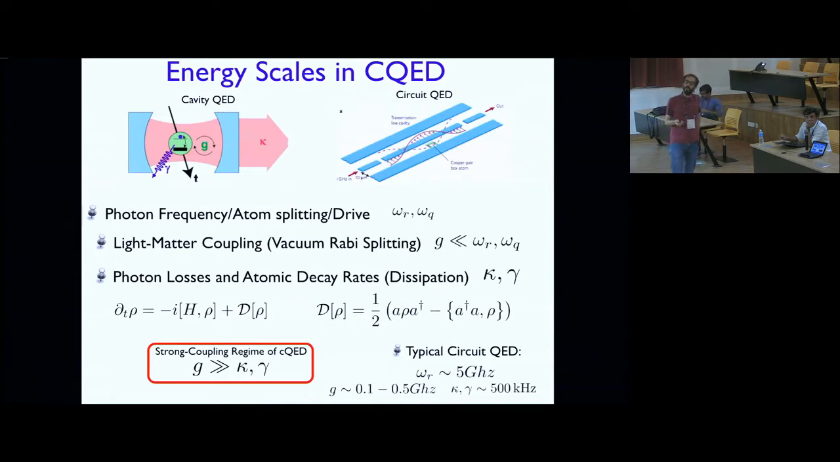If you want to think about energy scales in the system, you have to first of all think about frequencies of your photon mode and your qubit or your atom, and some coupling between them, which is typically going to be much smaller. And these systems are intrinsically open, so they are subject to dissipation either in the qubit or in the photon. And you talk about strong coupling regime when these two excitations are mixed, and so the coupling is much larger than this line width.